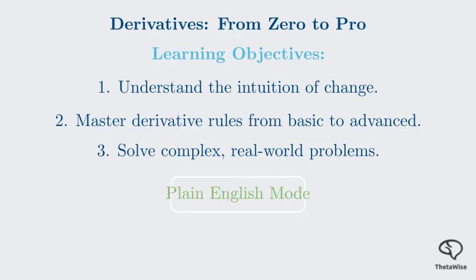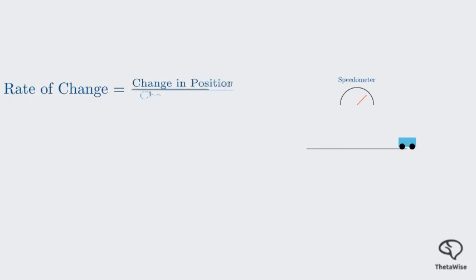Let's start with the simplest possible idea: change. Imagine you are driving a car. At any moment, you can look at your speedometer to see how fast you are going. That speed is a rate of change. It tells you how your position is changing at that exact moment in time.